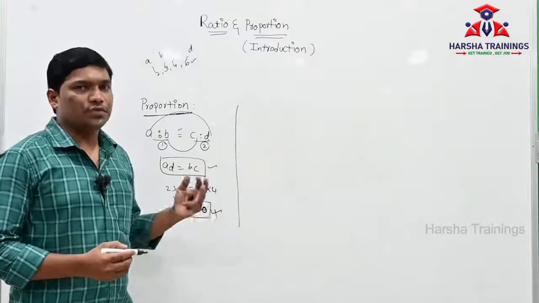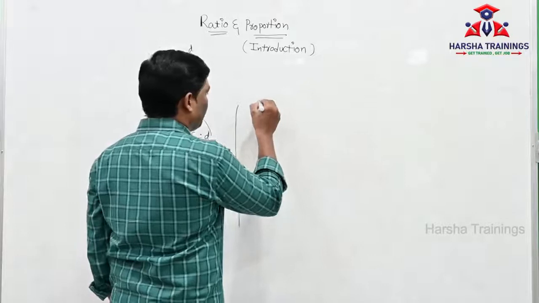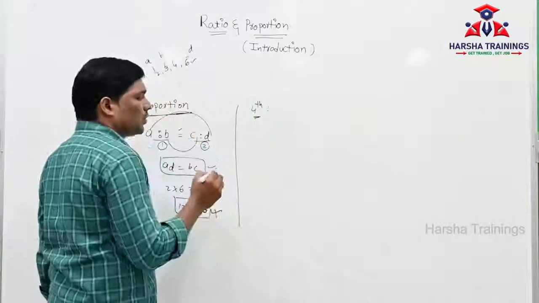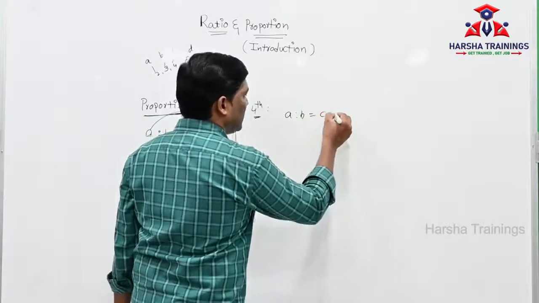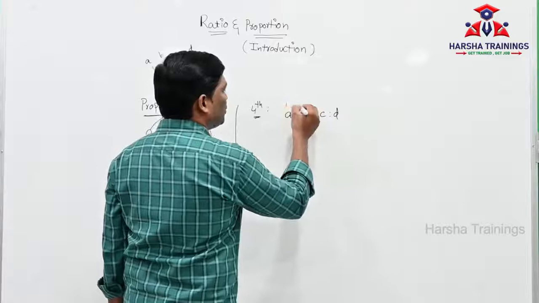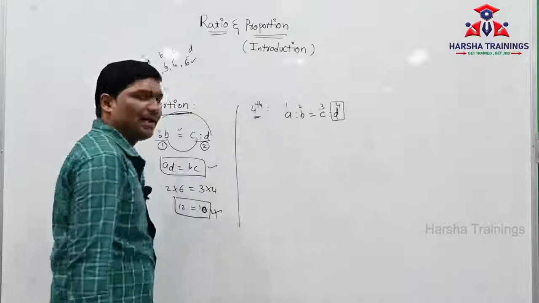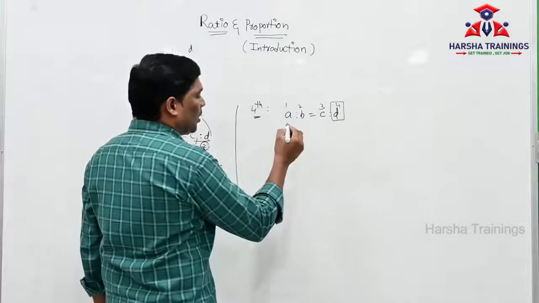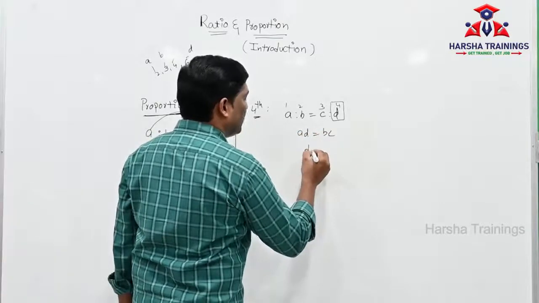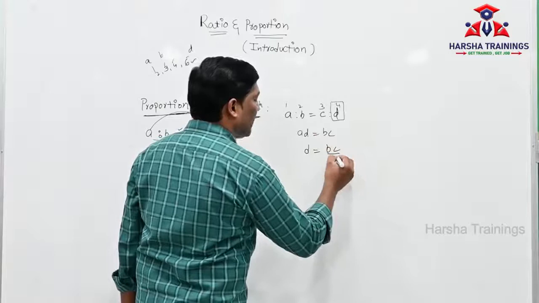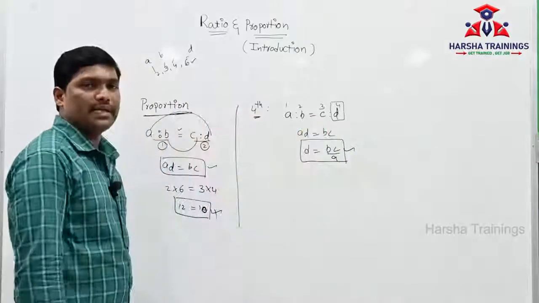So in this proportion, 3 points are very important guys. The first point is fourth proportion. The fourth proportion formula is here: A is to B is equal to C is to D. So fourth proportion means find out the D value. The proportion formula is AD is equal to BC and D is equal to BC by A. What is the formula guys? Fourth proportion formula, D is equal to BC by A.